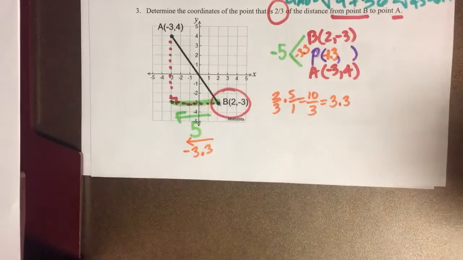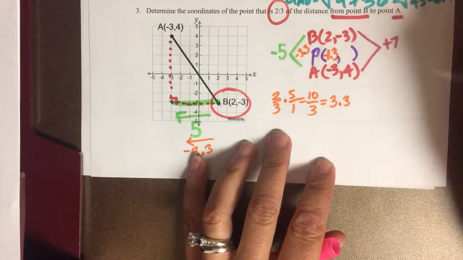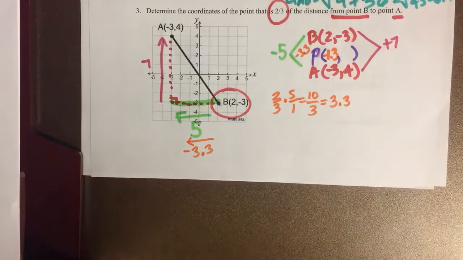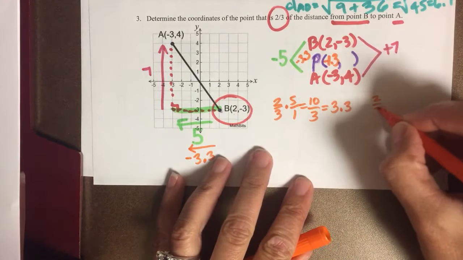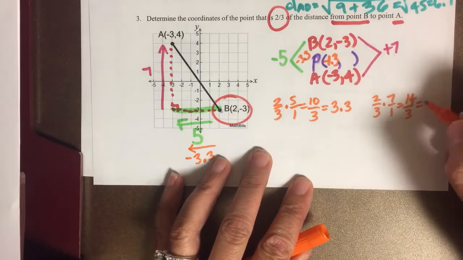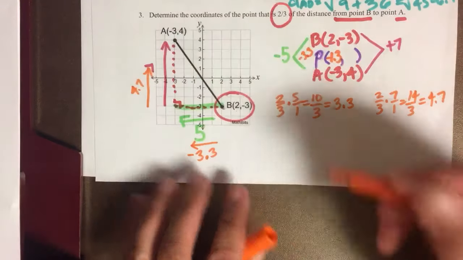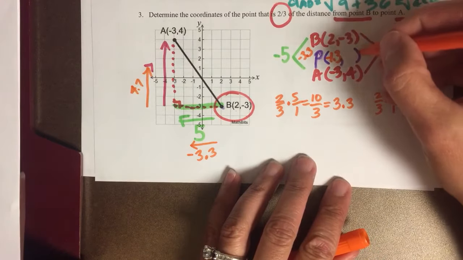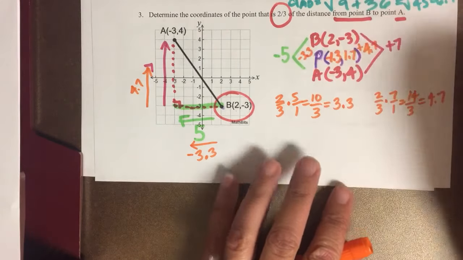So now let's do the y-coordinate. How did I get from -3 to +4? Well, I added 7. So I went up 7, since this is your y value. But I don't want to go the full 7. I only want to go 2/3 of the way. So I'm going to take 2/3 of 7, and I get 14 over 3, which is 4.7. So instead of going up 7, I'm only going to go up 4.7. So instead of -3 plus 7, it's -3 plus 4.7. And that puts us at 1.7.